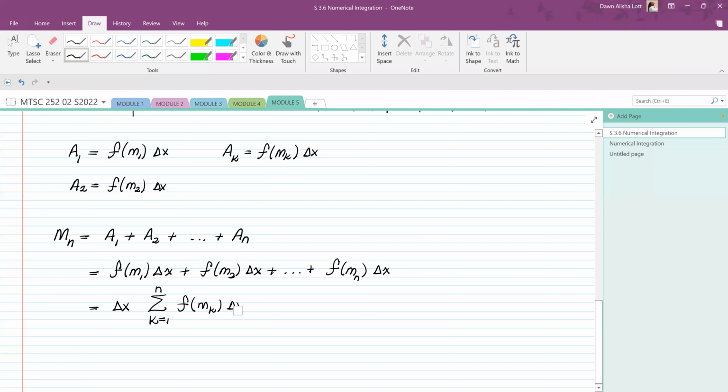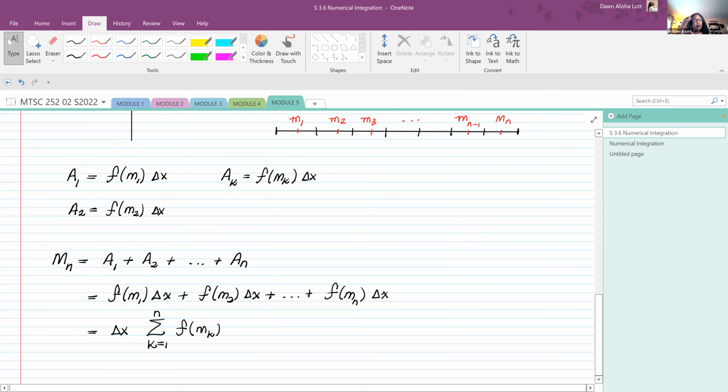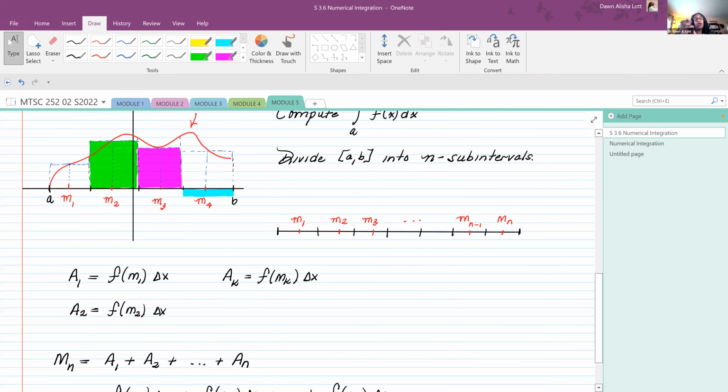Oh, I already took out delta x. Okay, so that is the midpoint rule. The midpoint rule gives me an approximation to the area under the curve. It says find the midpoints of every interval, evaluate to find the height, that will be f of that value, multiply by the width, which is delta x, and then add them all up. And that looks pretty good. That's a good approximation to the area under the curve.